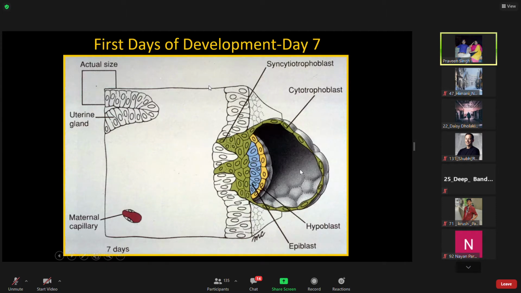छोटे छोटे कैविटेशन बनते हैं और ये ब्लास्टोसिस कैविटी बनता है और उसके बाद इस कैविटेशन के कारण एक सेल अंदर के साइड रहता है which is called as inner cell mass, एक outer cell में साइड रहता है which is called as outer cell mass. Outer cell mass again divides into two. Inner is cytotrophoblast and outer is syncytiotrophoblast. Inner cell mass is divided into epiblast and hypoblast.